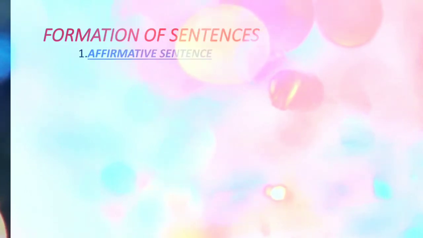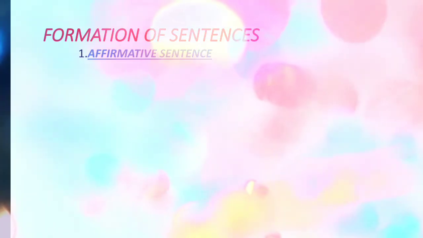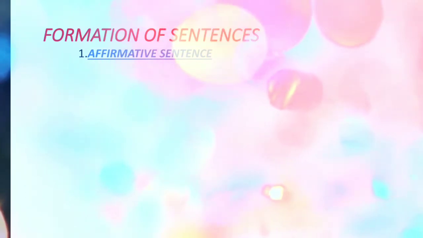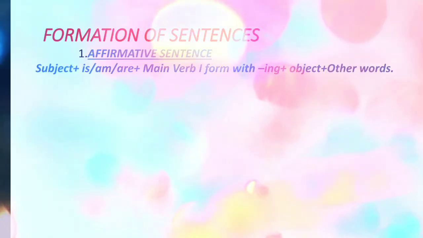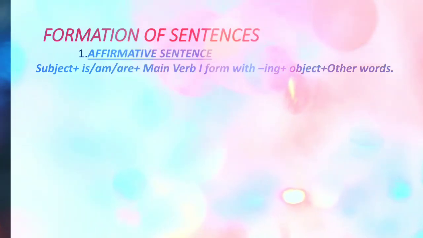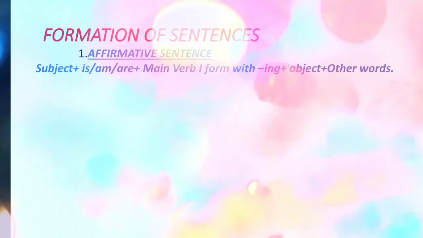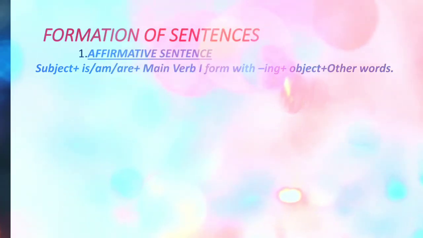Now let's start with another part, that is formation of sentences. How will you form the sentence related to it? Let's start with the first sentence, that is the affirmative sentence. As you know, the affirmative sentence is also known as the positive sentence. To make the sentence, we start with the structure, and the structure for the affirmative sentence is given here. The structure is subject along with the helping verb is, am, are, with the main verb in ing form, then object and other words.